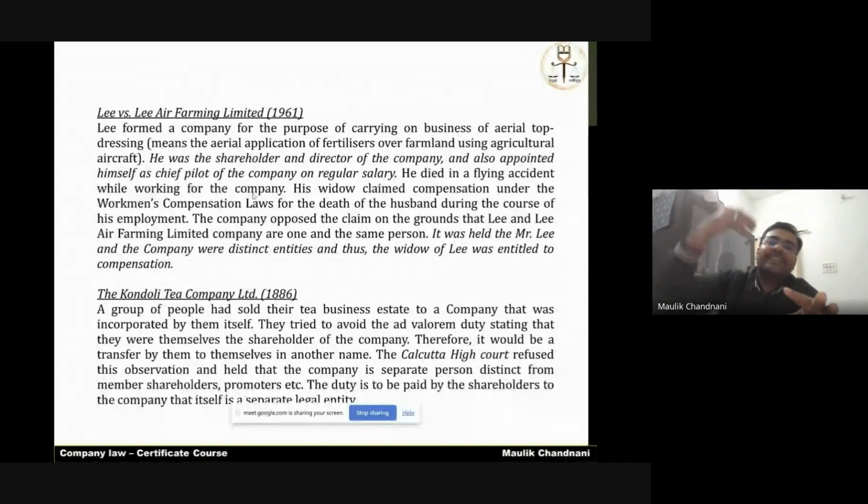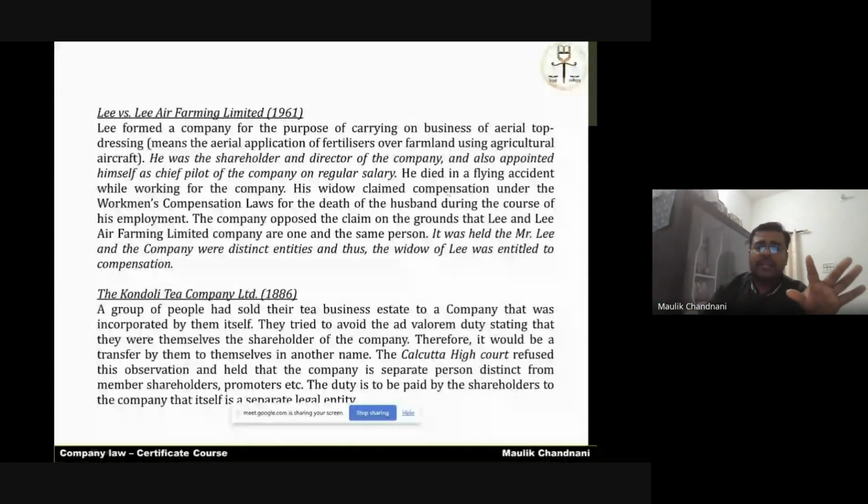So what we call it as Aerial Top Fertilizers Company. Mr. Lee was the shareholder also. Mr. Lee was the director also of the company. He was the founding member also. And he was the employee also as a chief pilot. Now, one day, while flying the particular aircraft to spread the fertilizers on the agriculture land, farmland, he died. He crashed his plane, unfortunately, and he died.